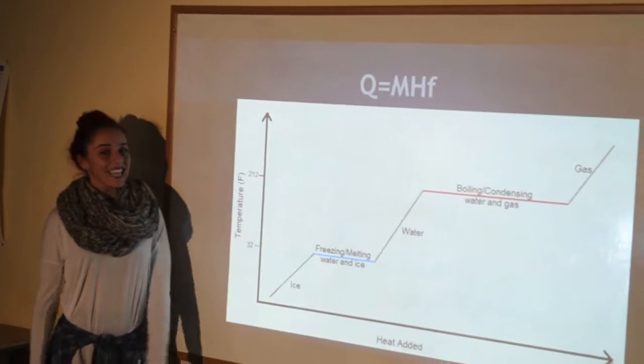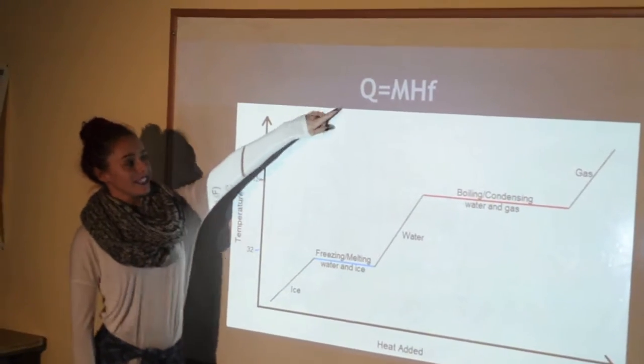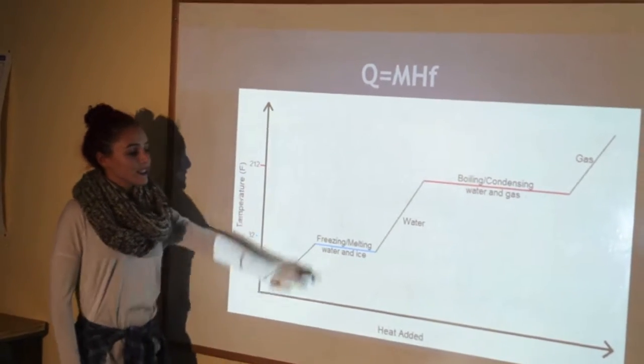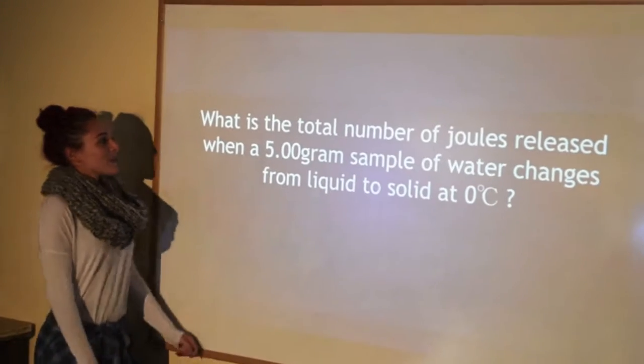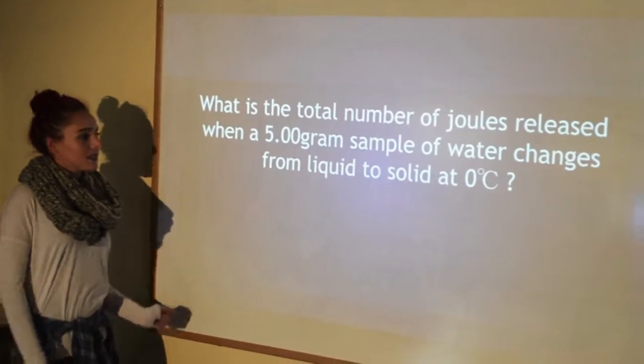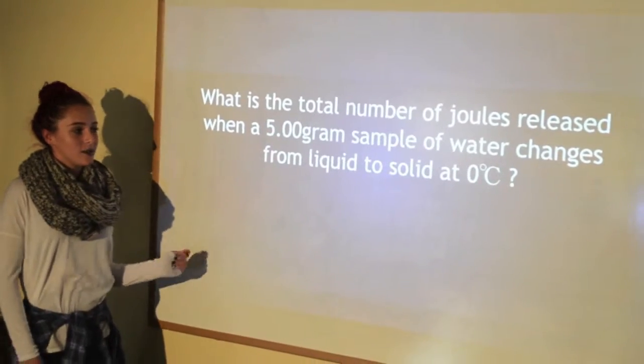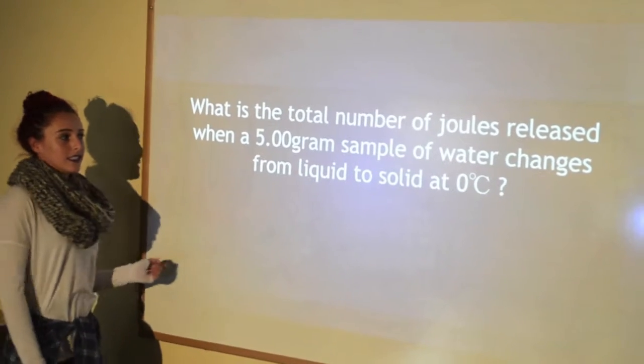Thanks, Montana. Now it's up to Allie in the studio. Allie? Thanks, Debbie. Today I will be explaining the equation Q equals MHF. You use this equation when dealing with fusion. Now for an example. What is the total number of joules released when a 5-gram sample of water changes from liquid to a solid at 0 degrees Celsius?